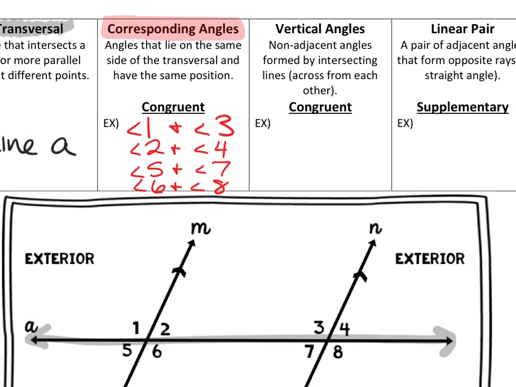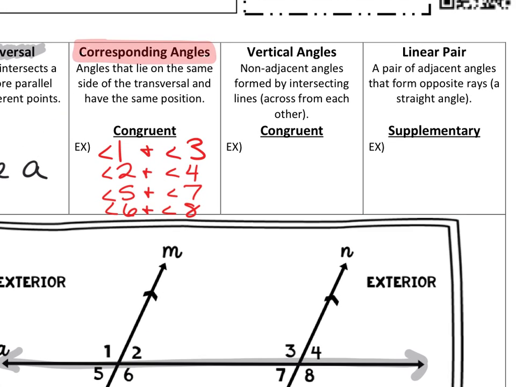Our vertical angles, we colored in yellow on our document. So I need you to all find the yellow marker, and I want you to highlight the words vertical angles in yellow. We've already discussed vertical angles in this class. Vertical angles are non-adjacent angles formed by intersecting lines that are across from each other. They are congruent, just like our corresponding angles.